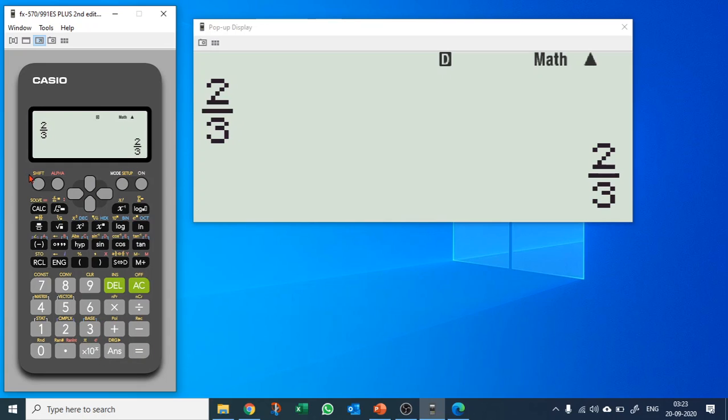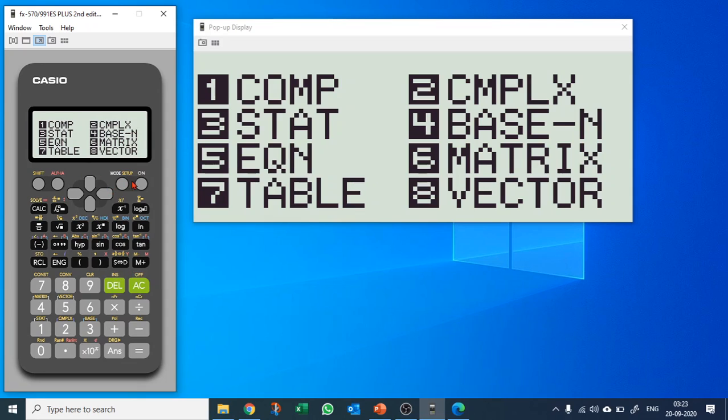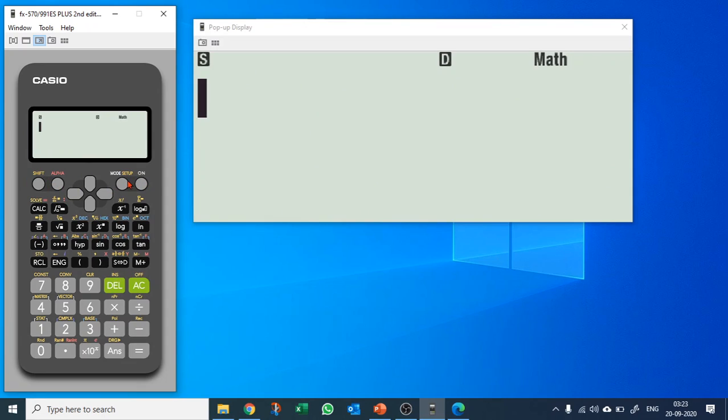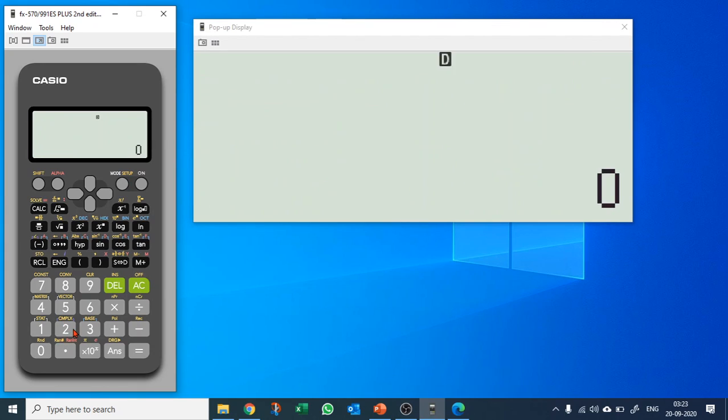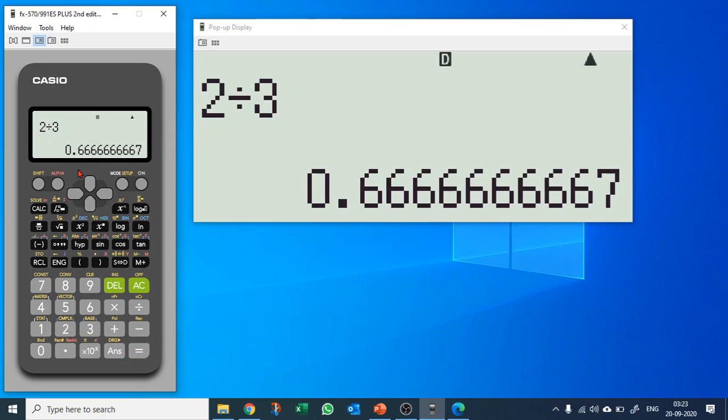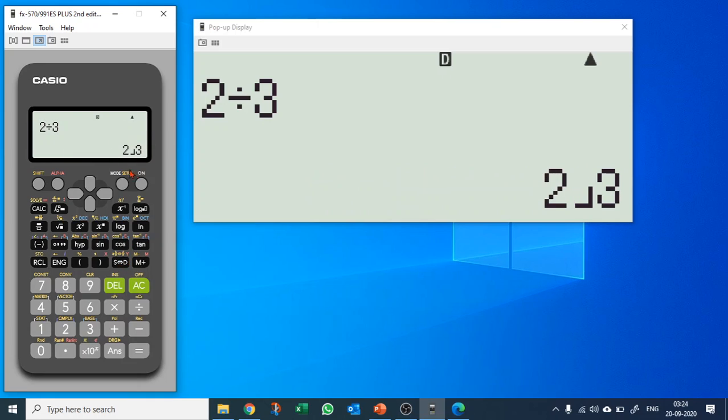But what happens when you change it to line input, line output? Even if you write 2 divided by 3, the answer you will always get in decimal. If you would like to use fractions, keep math input, math output. If you want the answer in decimal, you can always keep line input, line output. Using SND, you can change it into fraction, but it won't show you as 2 by 3. It will give you a different type of notation for that.